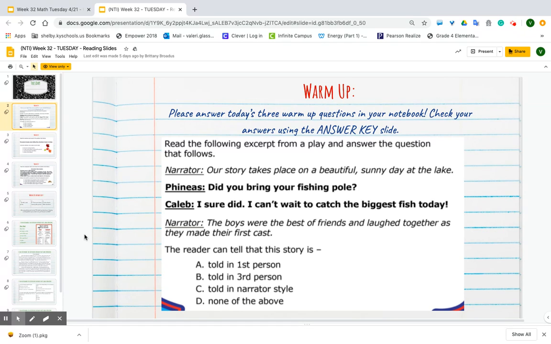Phineas: Did you bring your fishing pole? Caleb: I sure did. I can't wait to catch the biggest fish today. Narrator: The boys were the best of friends and laughed together as they made their first cast.